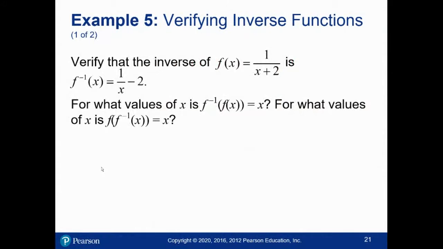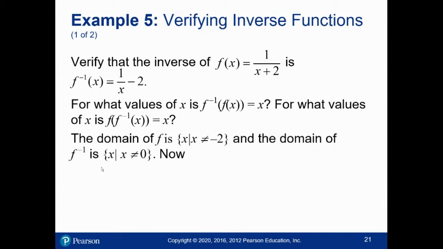Okay, so let's do another. Verify that these are inverses. For which values of x does this actually work out? So I'll pause here, try to go ahead and complete this. The only issue compared to the previous examples is an issue of domain. Notice that the domain of the original function f is everything other than -2, but the domain of f inverse is everything other than 0.